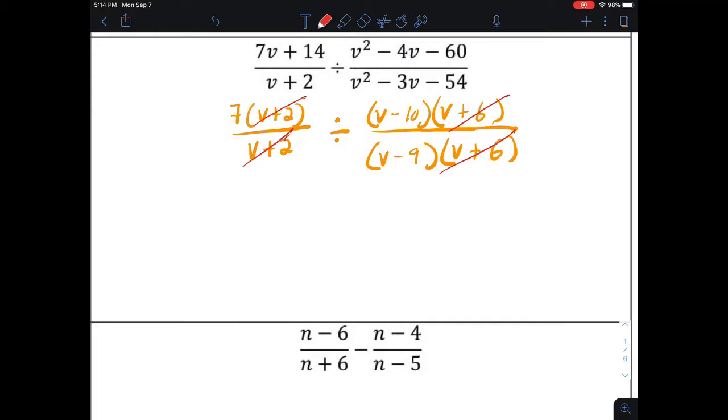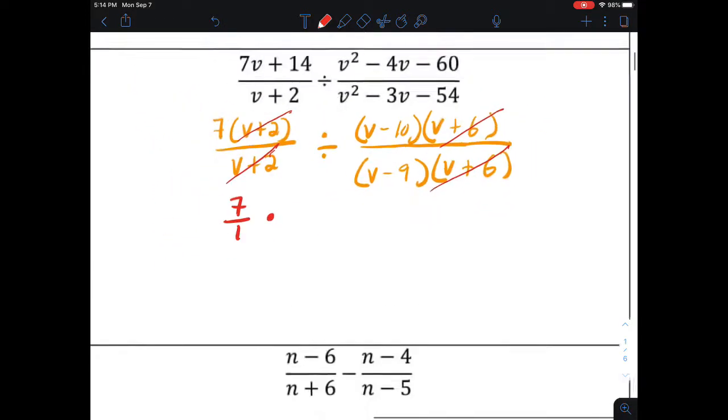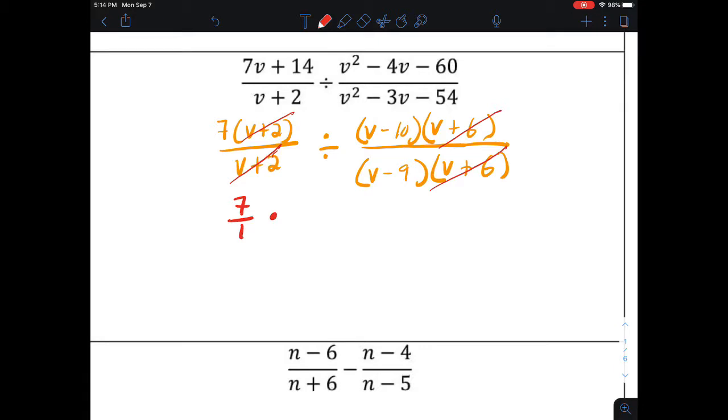Now, when we divide fractions, remember we do skip, change, flip. It's really multiplication by the reciprocal. So this problem becomes 7 over 1 times v minus 9 over v minus 10. And then now we multiply straight across. And so our answer here is 7 times v minus 9 over v minus 10.